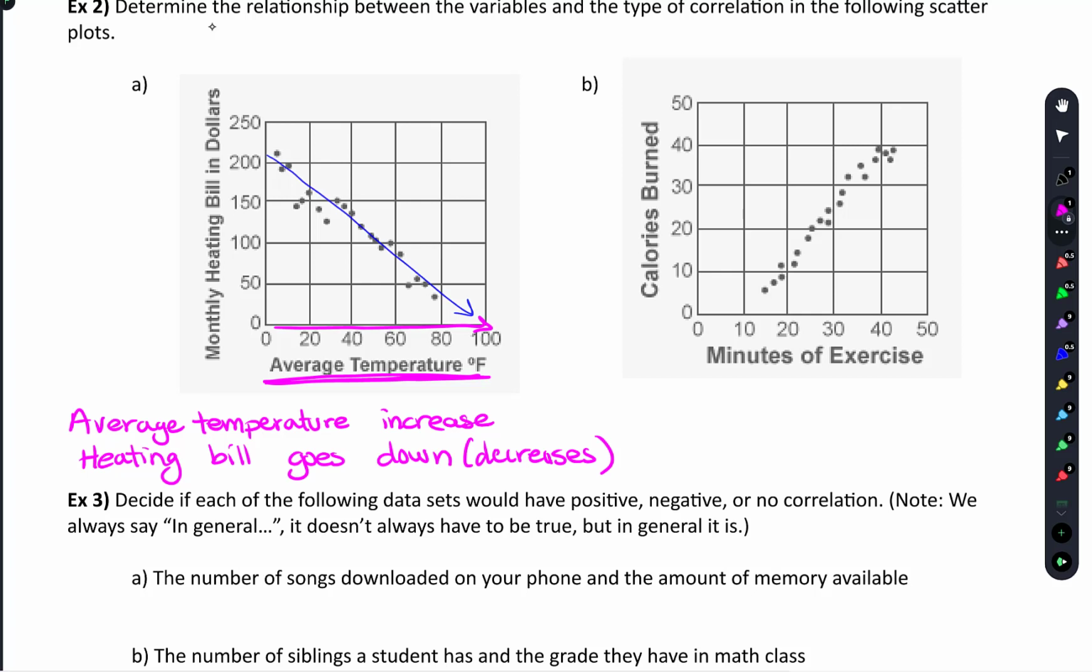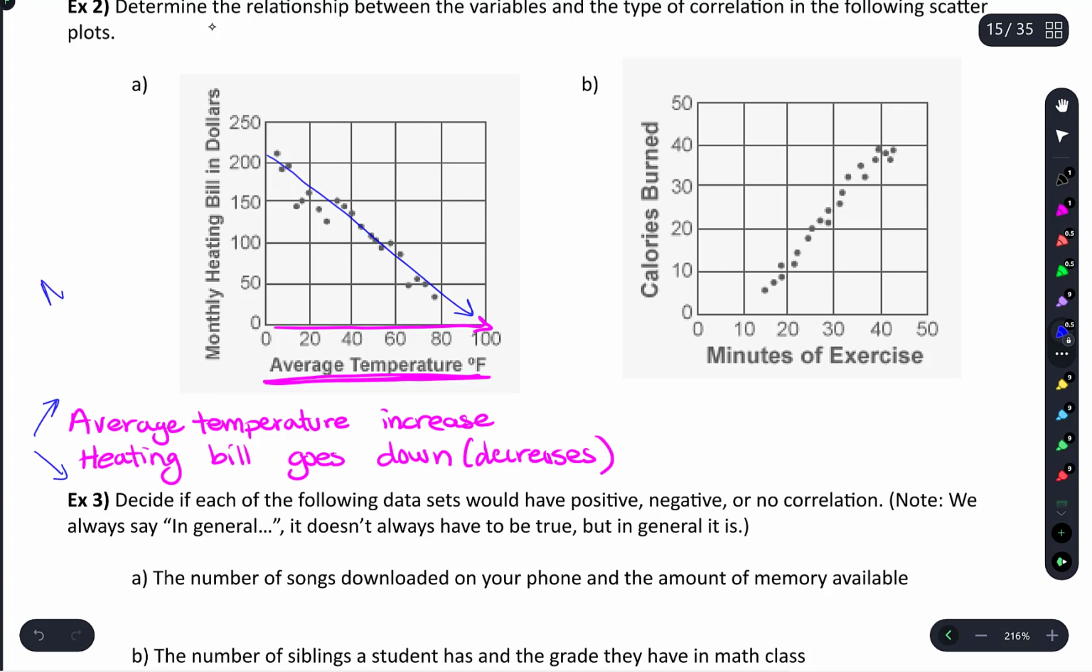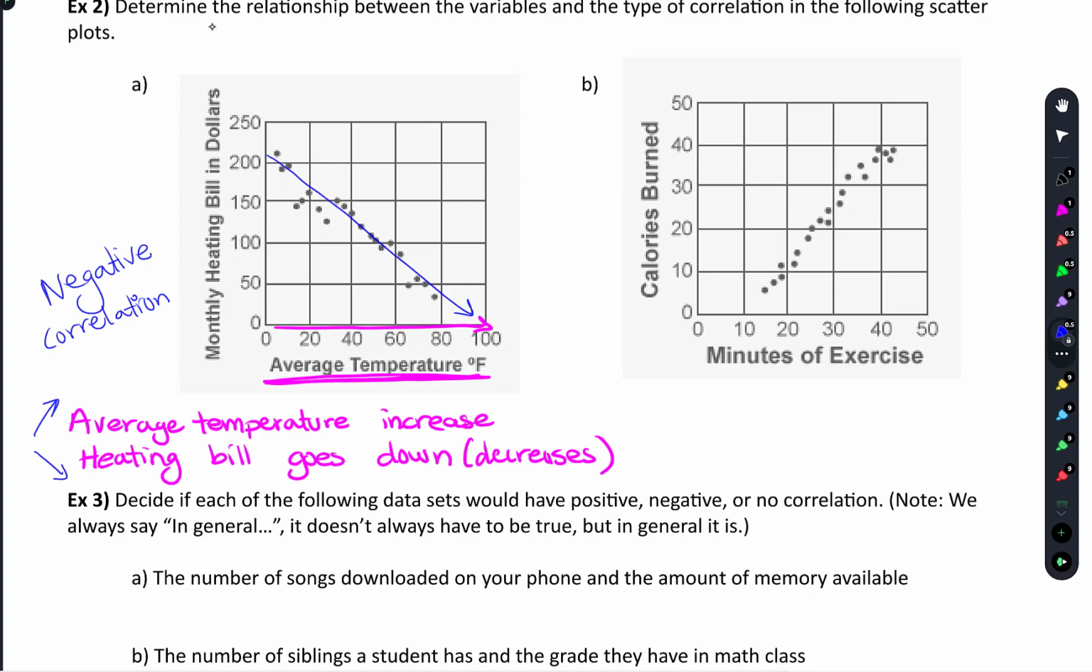So what does that mean? One goes up, this one goes down, which means that we have a negative correlation. Okay, so I want you to pause the video and see if you can replicate this or do this type of approach for that second graph.